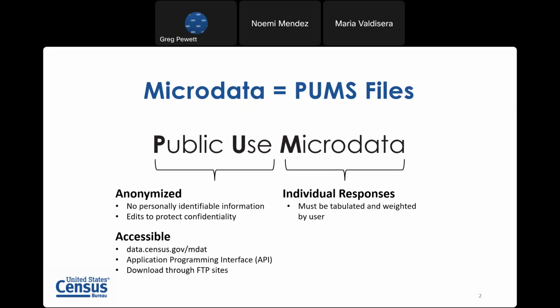And since this microdata is pulling individual responses, the tables created in MDAT must be tabulated and weighted by the user. So in my opinion, this is the biggest thing that separates the Microdata Access Tool from data you might find on the main data.census.gov site, since on data.census.gov, there is no option to create a custom table, and all tables on data.census.gov are pre-tabulated.